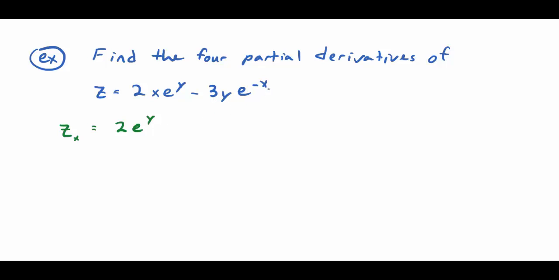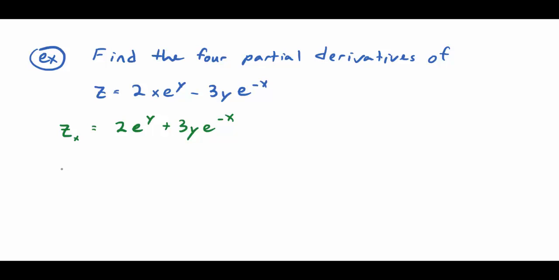So for the second term, the only thing that's a variable is the negative x in the exponent of e, right? So it'd be plus 3y e to the negative x, right? You take the derivative of e to the negative x with respect to x, you get e to the negative x times negative 1. So that minus becomes a plus. Does that make sense to you?